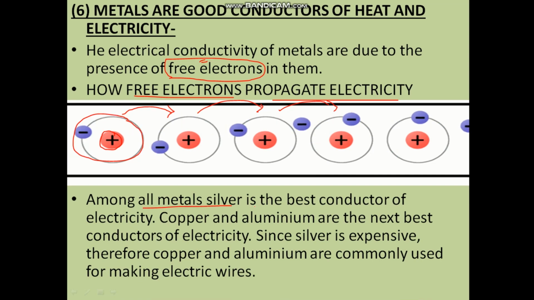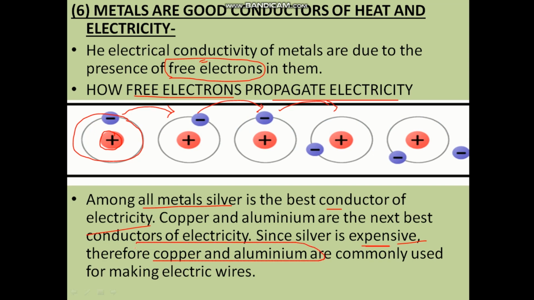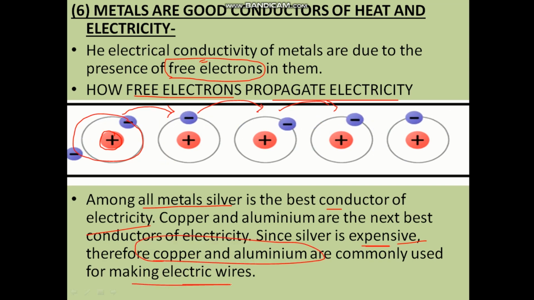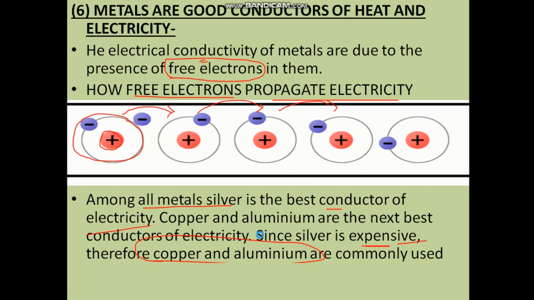Among all metals, silver is the best conductor of electricity. You can remember here, silver is the best conductor, but it is quite expensive. That is why copper and aluminium are used in making electric wires, as they are the next best conductors of electricity.